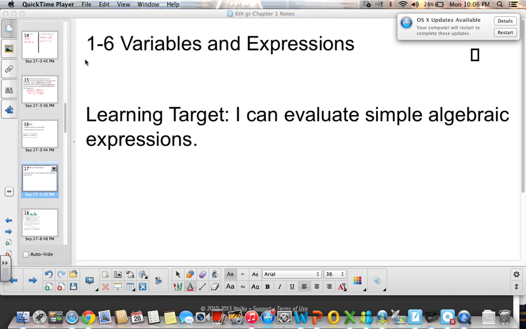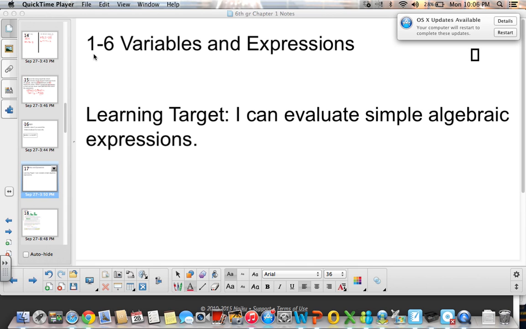Hi, sixth graders. We're on lesson 1-6, which is variables and expressions, and it starts on page 44 in your textbook. The learning target is I can evaluate simple algebraic expressions. So remember to pause and write this in your notebook.